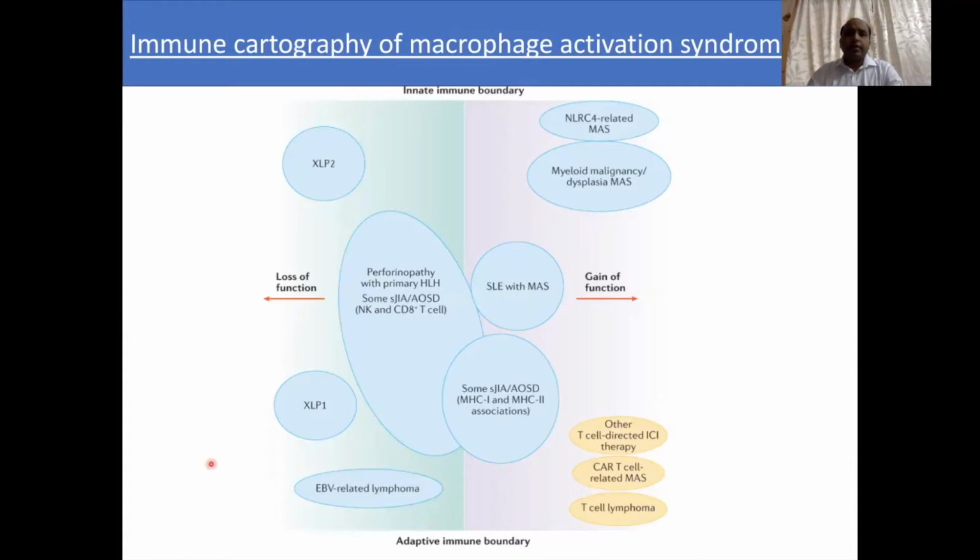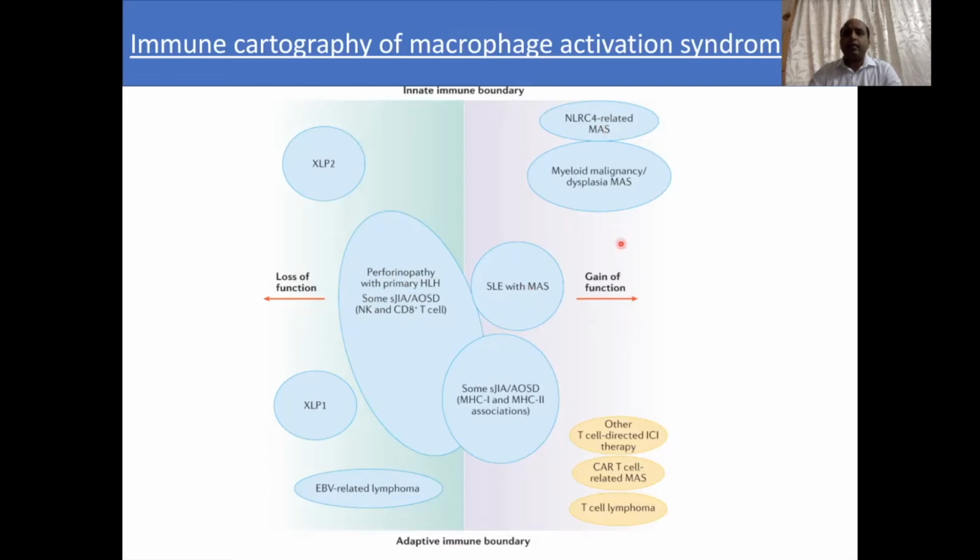So sometimes it is a loss of function or a gain of function. Both can cause macrophage activation syndrome. For example, macrophage activation syndrome is mostly because of gain of function of the innate immune pathway, whereas perforinopathy with primary HLH is because of loss of function, because of a defect in the perforin pathway or different syntaxin. That leads to loss of function of the immunity, which leads to your primary or familial HLH. So sometimes it is associated with loss of function of the immunity or gain of function.